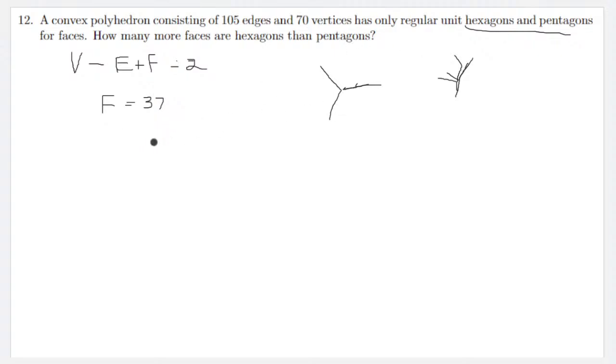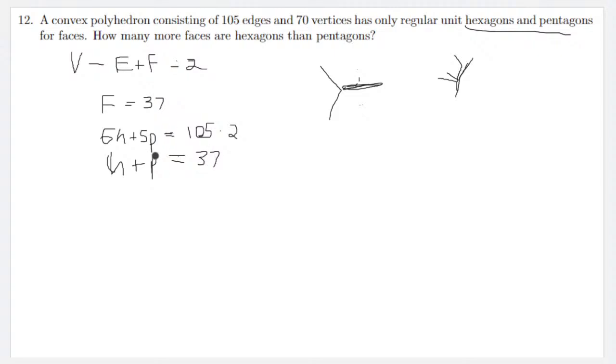The first thing we know is that, let's say there are H hexagons and P pentagons. 6H plus 5P equals, well, the number of, we can say, edges. However, the number of edges times 2, right? Because every edge is shared by 2 faces. So the number of faces total is twice this. However, we also know that H plus P, well, is 37.